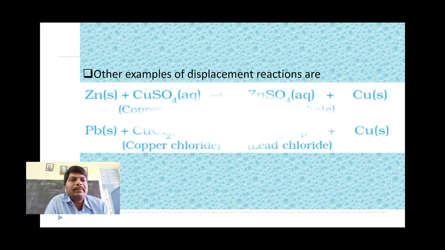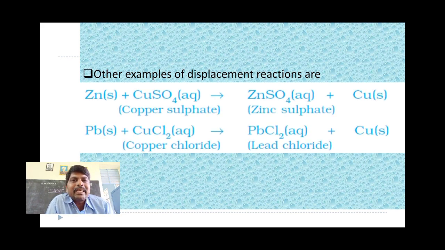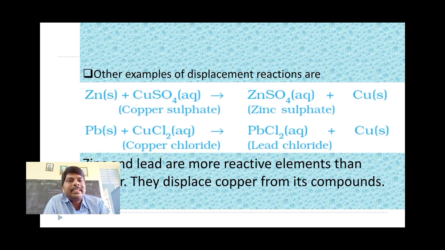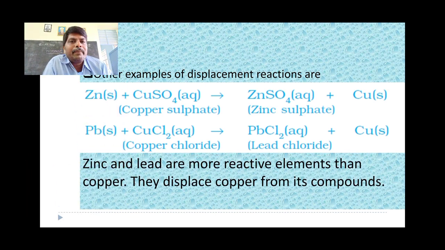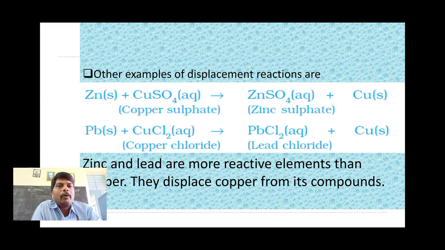Other examples of displacement reaction. You can take another metal, that is zinc. Zinc also can displace copper from copper sulfate solution because zinc metal is more reactive than copper. Similarly, lead also can displace copper from copper chloride because lead is more reactive. Zinc and lead are more reactive elements than copper. They displace copper from its compounds.